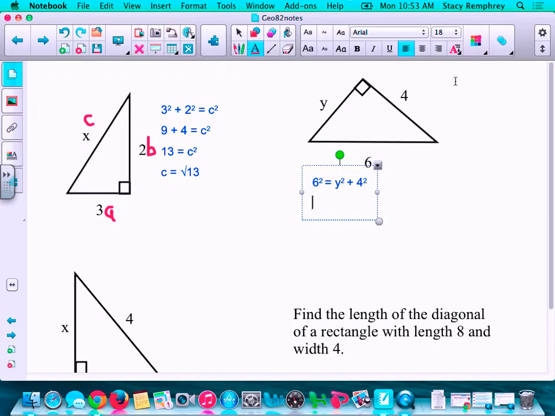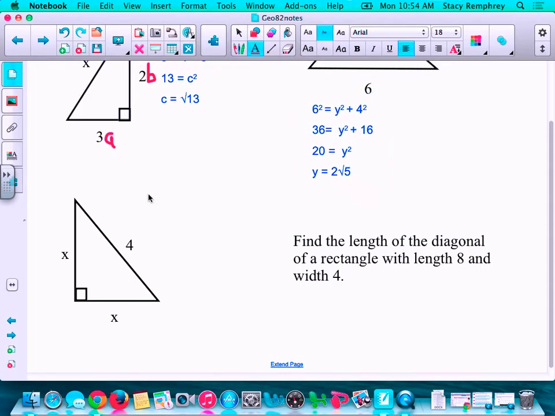We get 36 equals, so y equals 2 root 5. It's a simplification of the square root of 20.